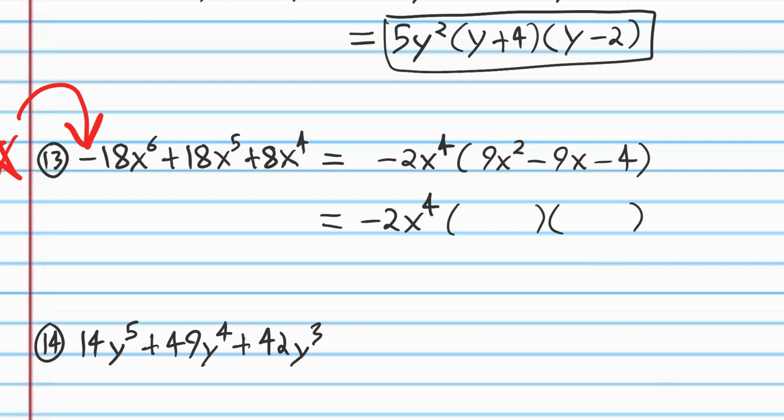And there's two options. We can do 3x and 3x, or we can do 9x and x. So I'm going to try 3x and 3x. And now for negative 4, there's two options. We could do 1 times 4 or 2 times 2. So I'm going to try 2 times 2. And one's got to be positive and one's got to be negative because we have a negative 4.